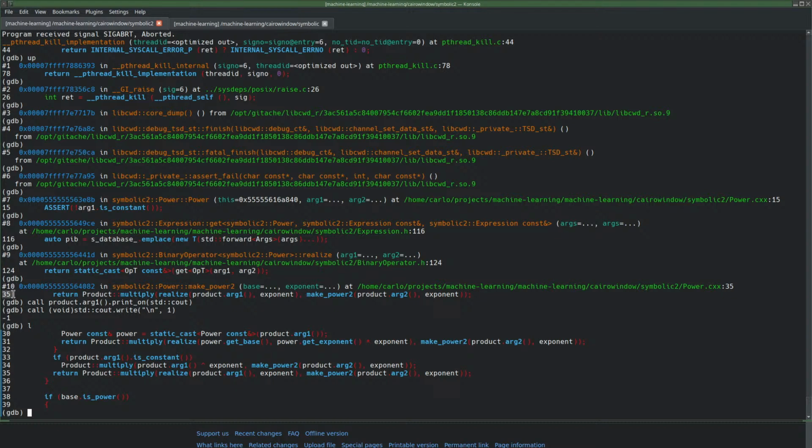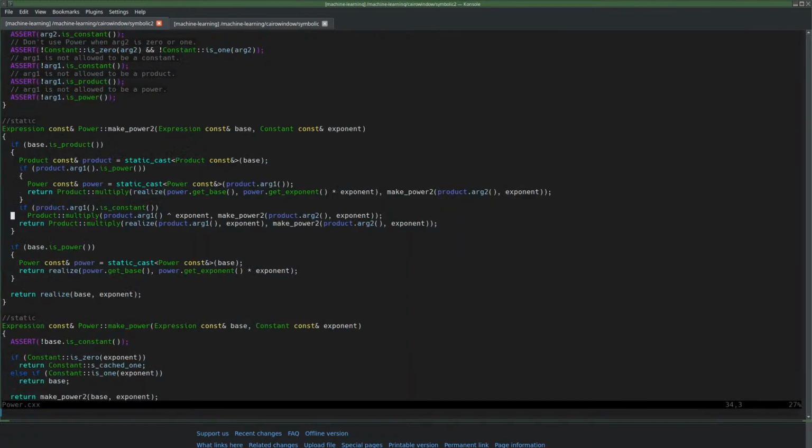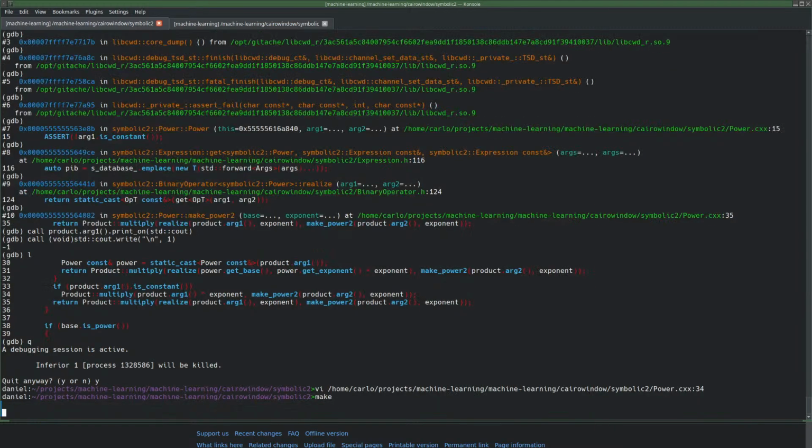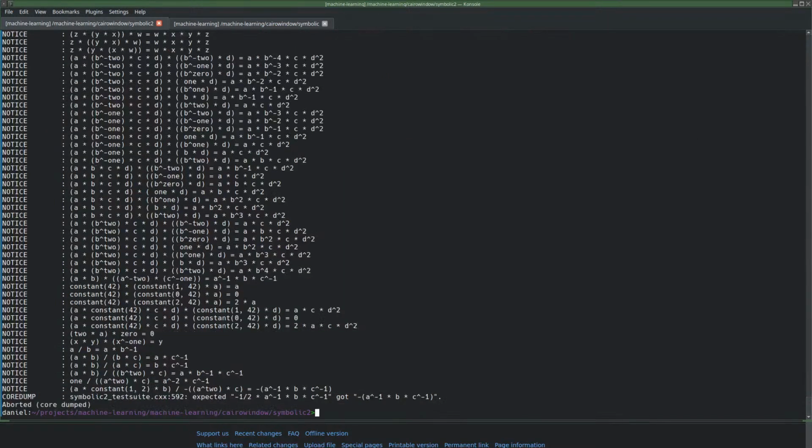Line 35. Oh, this is a missing return here. Oops. I think we got past that point. Finally.